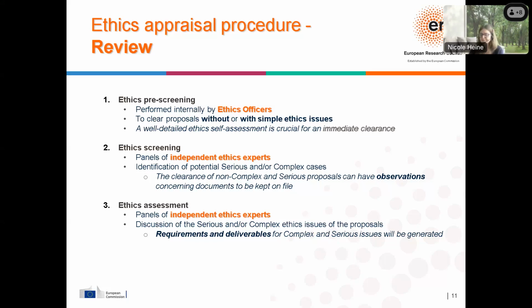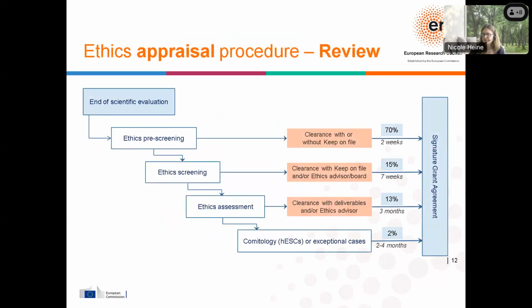So if after this round there are still questions that need to be fulfilled, you will receive another request to answer, and so another panel will need to look at them. And there are certain proposals which are mandatory to go for an assessment, and these are proposals, for example, involving human embryonic stem cells. So here you can, just to show you that, so after the pre-screening, which we do internally, we have 70% clearance, and then comes the ethics screening, ethics assessment. This is just to give you a flavor of also the timelines with which you may expect for this process.